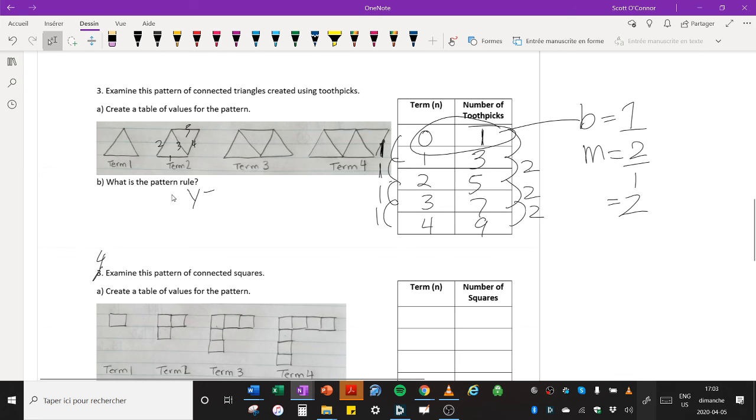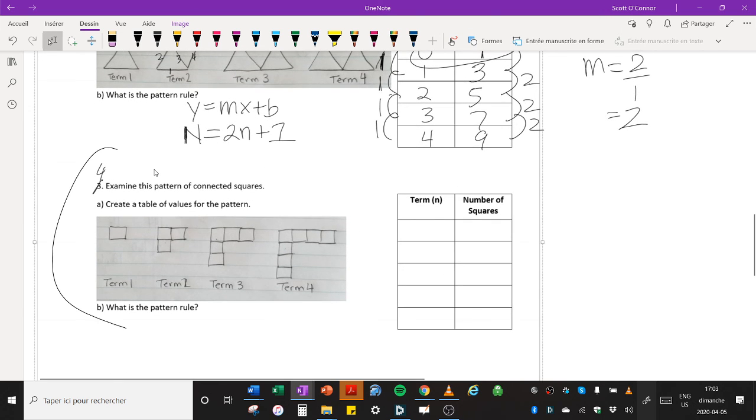So now we do the equation y equals mx plus b. What's our independent variable? It's n. What's our slope? Slope's 2. What's our independent variable? Small n. What's our initial value? 1. And there's your equation. There's your pattern rule.